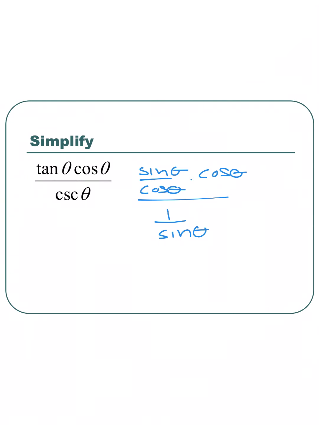Okay, I can simplify the cosines. They're going to cross off. And then instead of dividing by 1 over sine, what I can do instead is multiply by the reciprocal, which would be sine over 1. And all I have to do is finish multiplying my two sine values together to get sine squared of theta.